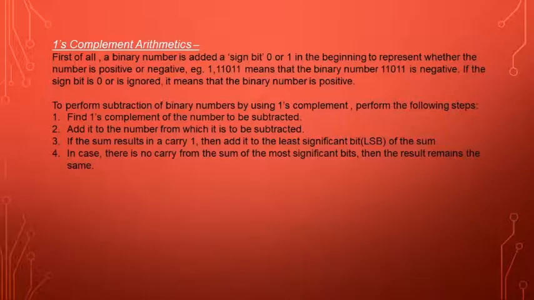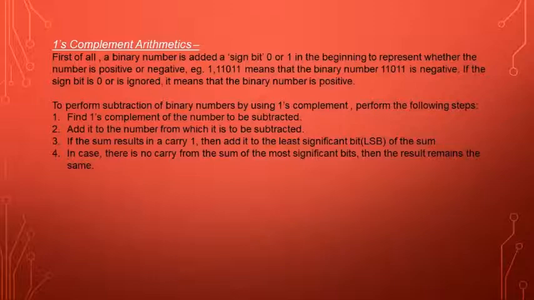In this, first of all, a sign bit 0 or 1 is added to the beginning of a binary number to represent whether the number is positive or negative. For example, 1 11011 means that the binary number 11011 is negative. When the sign bit is 1, it means it is negative. If the sign bit is 0 or it is ignored, it means that the binary number is positive.